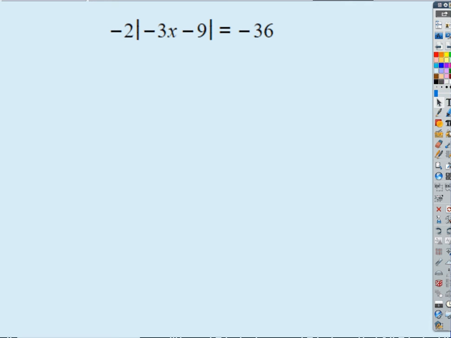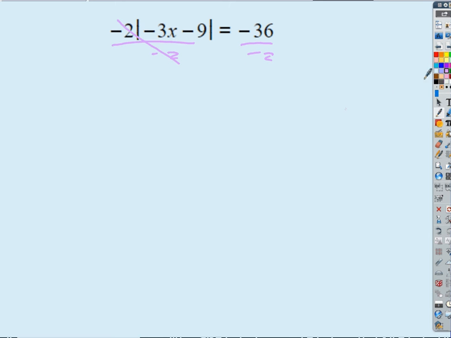When you're solving any absolute value equation or inequality, what do you always do first? Good, isolate the absolute value. Very good. We've got to get the absolute value by itself on one side of the inequality or equation. So what does that amount to here? What's the only thing I have to do? Divide by -2.